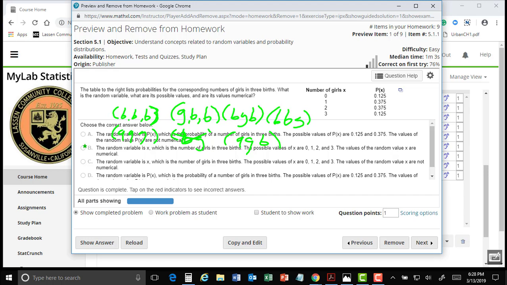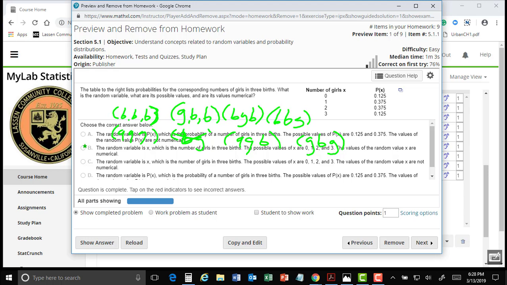And now I could also have girl, boy, girl. Do you see these are different, right? Because it matters. The order matters. You see what I'm saying? So I have 1, 2, 3, 4, 5, 6, 7.